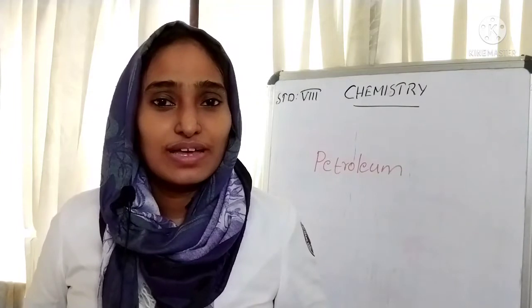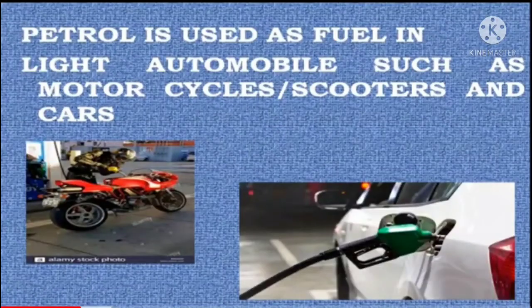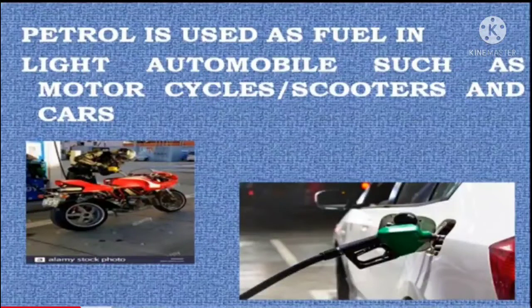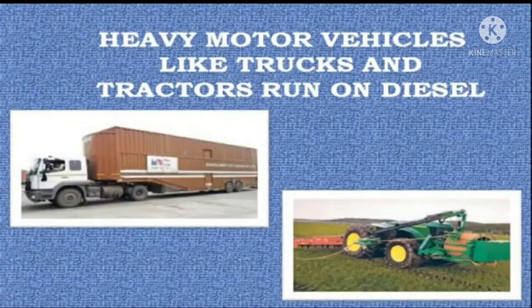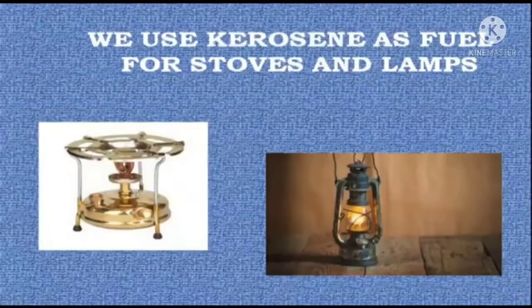As you know, petrol is used as a fuel in automobiles. Petrol is used as fuel in light automobiles such as motorcycles, scooters and cars. Heavy motor vehicles like trucks and tractors run on diesel. We use kerosene as fuel for stoves and lamps.